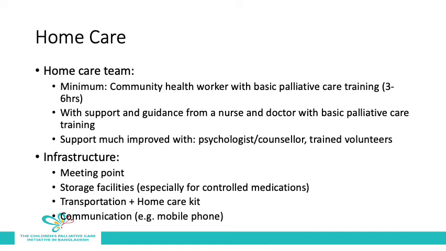A home care team at minimum should have community health workers with some training in palliative care. Additionally, they need support and guidance from a nurse and doctor with some training in palliative care. And the supports are much improved with a psychologist or counselor and trained volunteers. Infrastructure-wise, the home care team needs a meeting point. They need some kind of storage facility, particularly for some controlled medications. They need some transportation and a home care kit, and communication abilities so that they can talk to the doctors and nurses who are providing them with additional support. This is generally done by mobile phone.